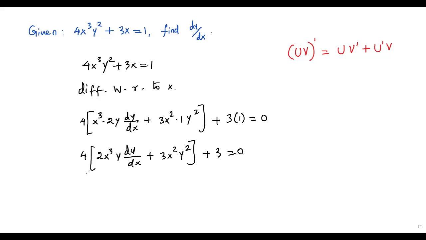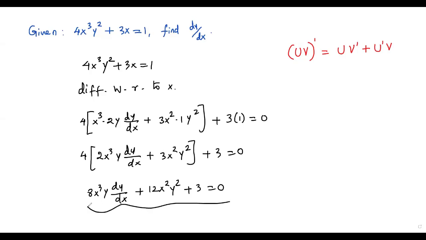0. Okay, now what we can do is we can distribute this 4 to this one and this one. So when I do such a distribution, 4 times 2 will be 8 x cube y times dy over dx, positive. 4 times 3 is 12 x square times y square, positive 3 equals to 0. Okay, our aim is to get dy over dx. That is, in this equation, we have to solve for dy over dx.